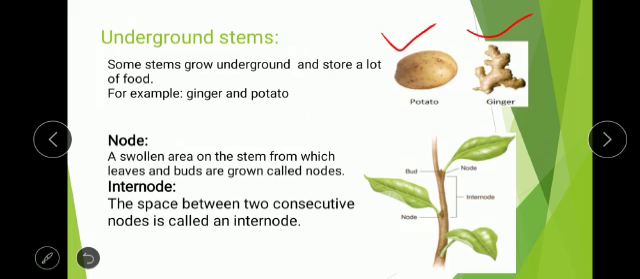The term node is the swollen area on the stem from which leaf and bud grow. Internode: the space or the distance between two consecutive nodes is called internode, that is, between the first node and the second node.